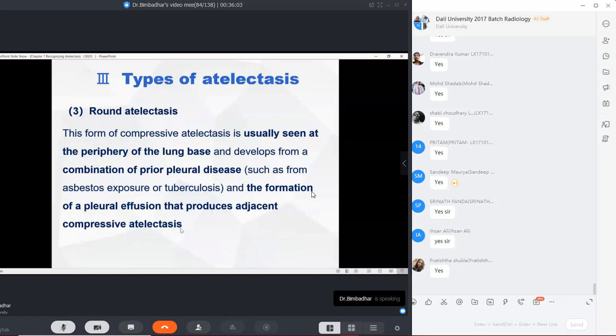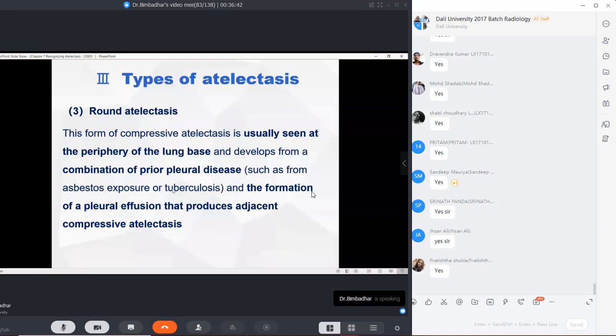There is a combination of a prior pleural disease, for example cystic fibrosis or the honeycombing appearance or pulmonary fibrosis, presence of any kind of interstitial lung disease, and that one will cause the pleural effusions as well. So both of them will cause the compressive atelectasis and also because of the interstitium, first one is the collapse of the interstitium. So it is a combination of subsegmental atelectasis and compressive atelectasis that is happening together. So that causes the round atelectasis.